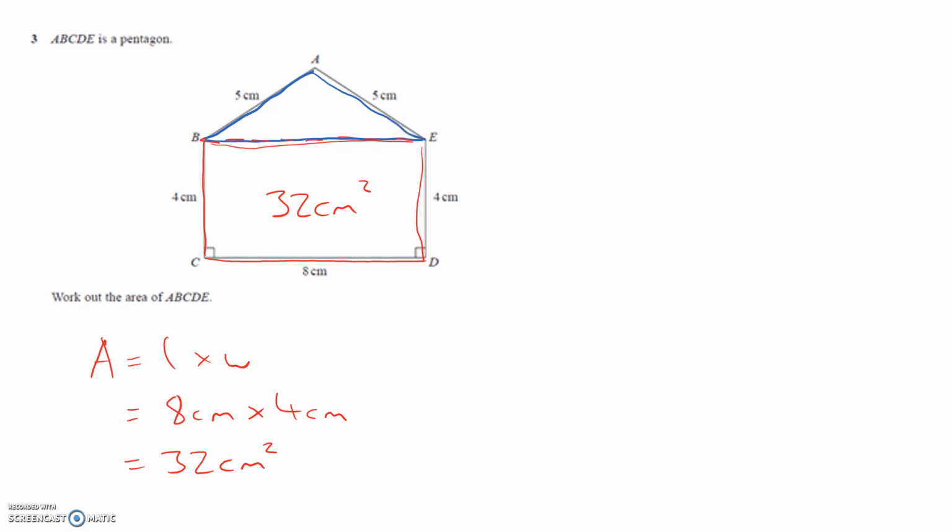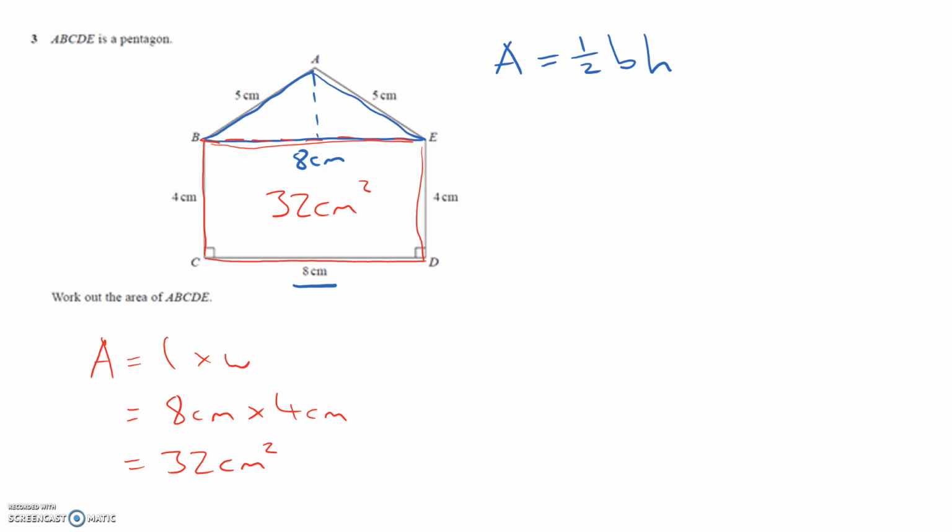And to do the area of the triangle, we're going to use our area of a triangle formula, which is area equals half times base times height. Okay, so we've got half times base times height. We know from this dimension here the base of the triangle is 8 centimetres, but unfortunately we don't know the height. Okay, so we're going to need to find out that height before we can work out the area.